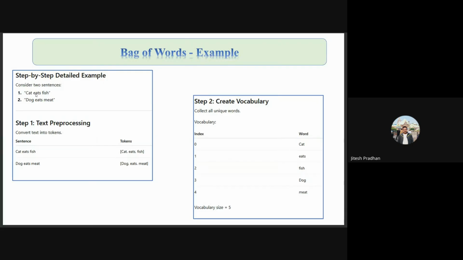Okay, now let's take an example. Consider these 2 sentences: "cat eat fish" and "dog eat meat". Now tokenization will be done, so we have 3 tokens here and 3 tokens here. In our vocabulary, how many total tokens will there be? Cat, eat, fish, dog, meat: total 5 tokens, and this will be our vocabulary size.